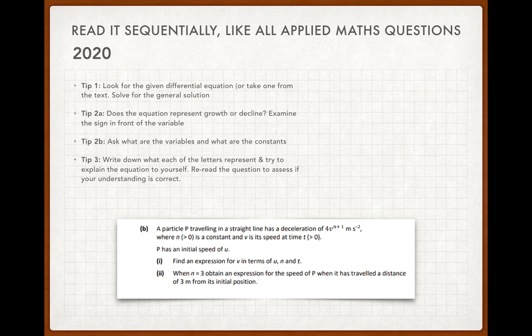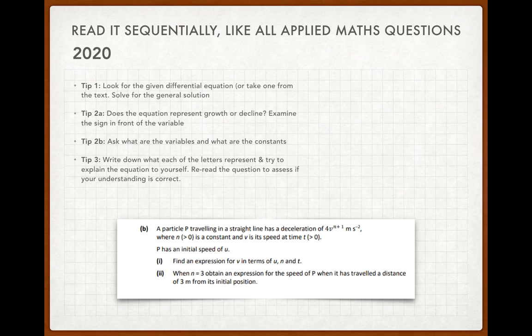The next thing, what are the variables and constants? So if it's acceleration, and in the first paragraph as well, we can see there's a time there. The variables are velocity and time, and the constants are going to be 4, and the first paragraph as well says n is equal to a constant. Okay, write down what each of these represents. v for velocity, t for time, n is a constant that we'll fill in later on, and t is a variable as well.